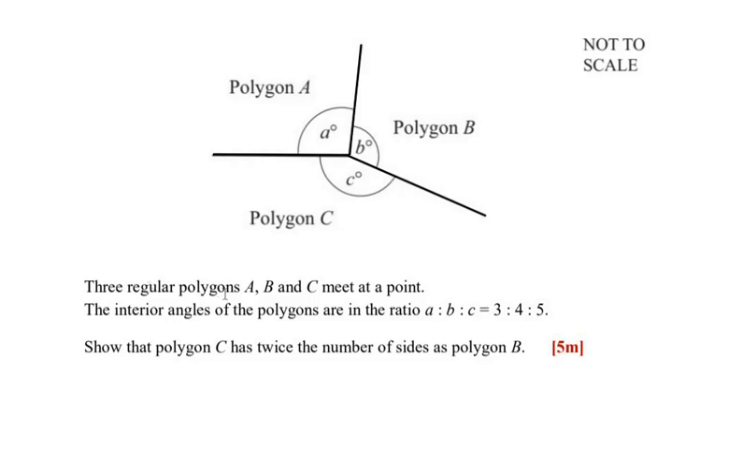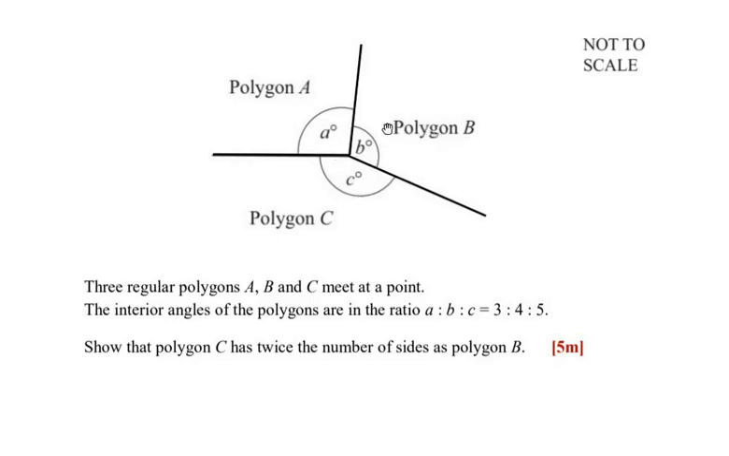Three regular polygons A, B and C meet at a point. The interior angles of the polygons are in the ratio A is to B is to C is equal to 3 is to 4 is to 5. Show that polygon C has twice the number of sides as polygon B.